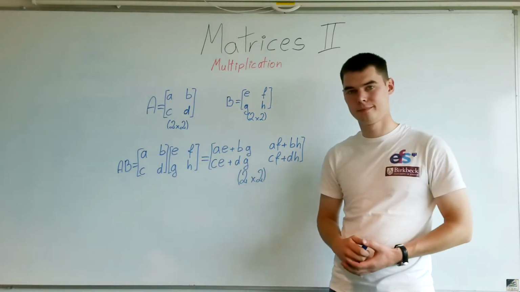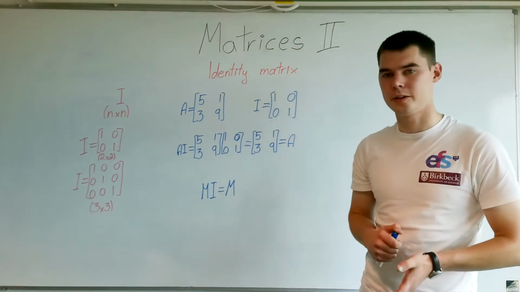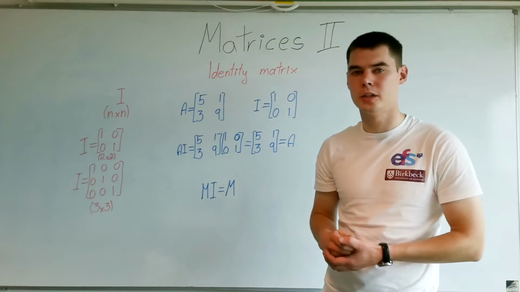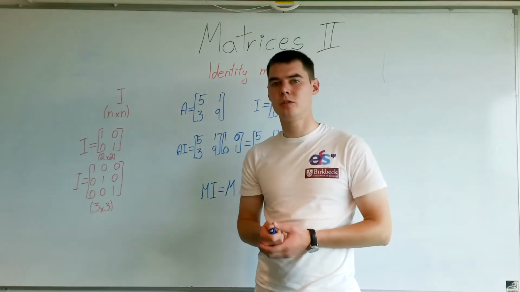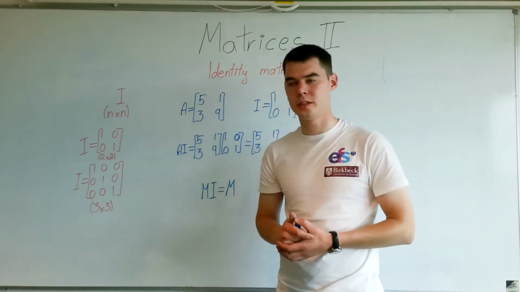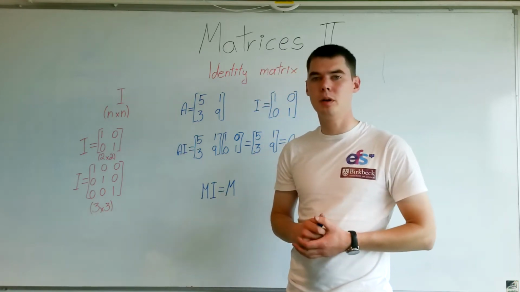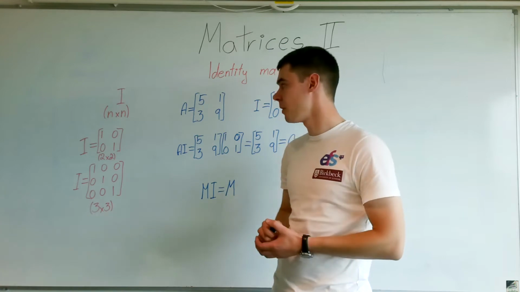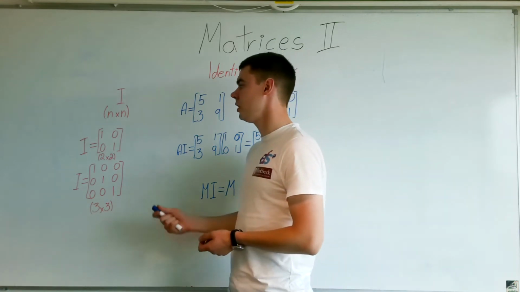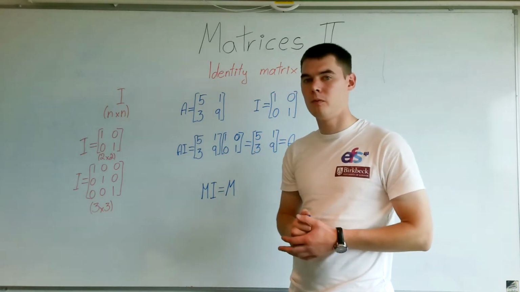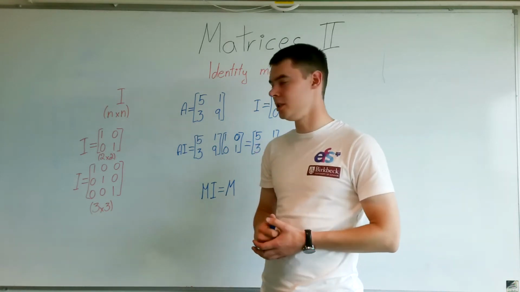In general mathematics, when you multiply something by 1, you still get the same answer. In matrices, 1 is represented as the identity matrix. It's denoted with the letter I, and it must have the same number of rows and columns. One more feature is that the leading diagonal of the identity matrix must have 1s and all other numbers are zeros.